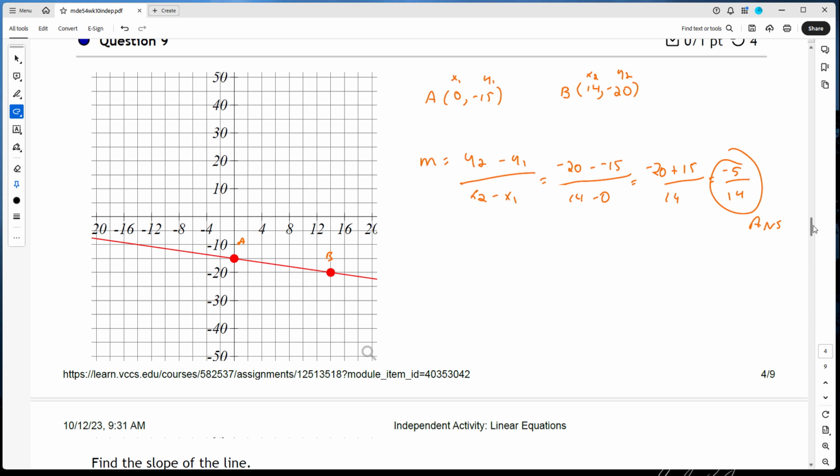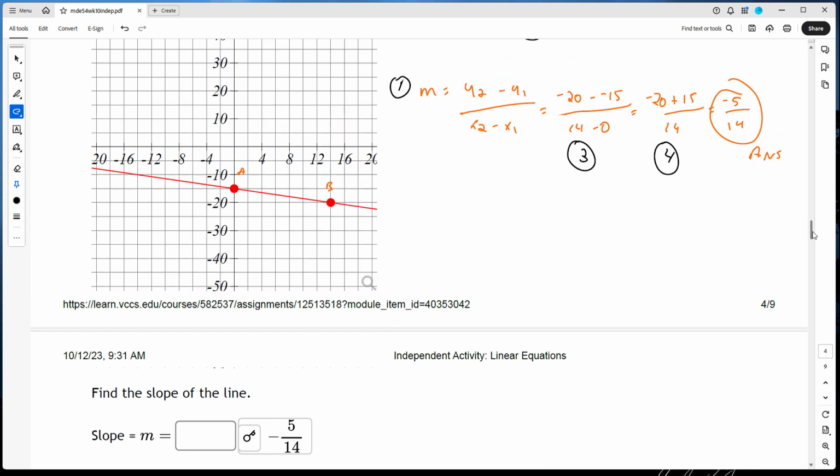Find the slope of the points. The first thing we do here, I wrote out my slope formula. The second thing here is I identify the 2 points, and I wrote them down. And I assigned values to the variables in the formula. The third thing here is I plugged into the formula. And the fourth thing here is you do your computations with negative 5/14.